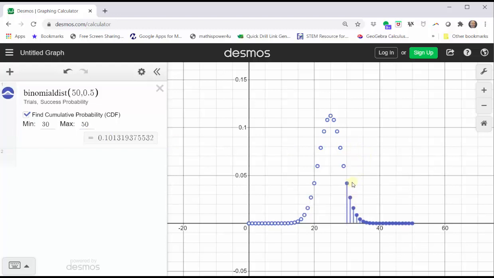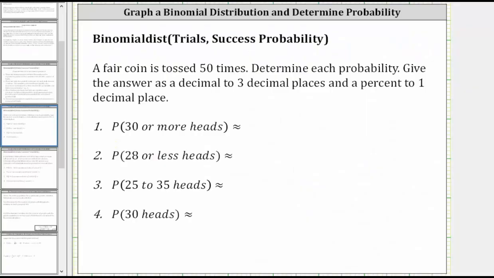If we look at the graph for a moment, notice how the closed or solid points represent all of the successful outcomes of getting 30, 31, 32, 33, and so on, all the way out to 50 heads from the 50 trials. Let's go ahead and record this and find our second probability. So as a decimal, we had approximately 0.101, which is equal to 10.1%.